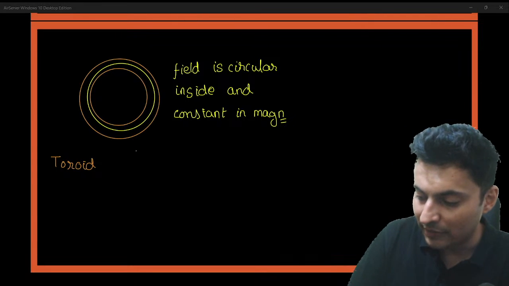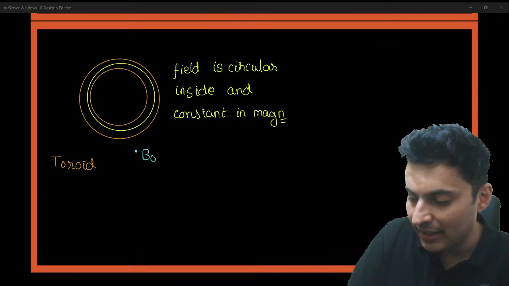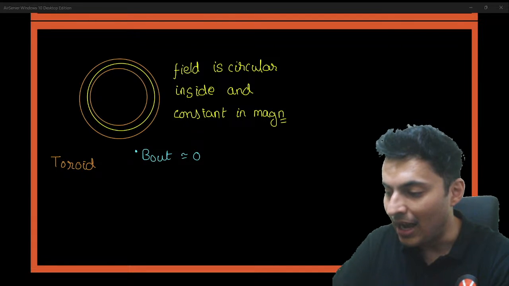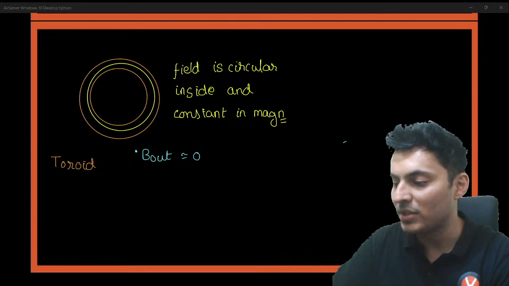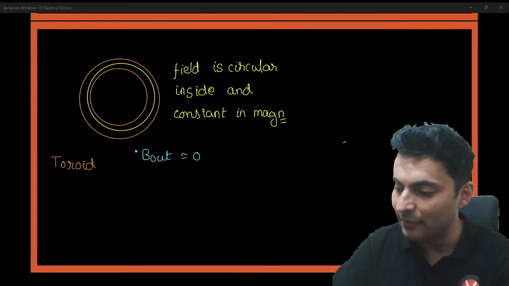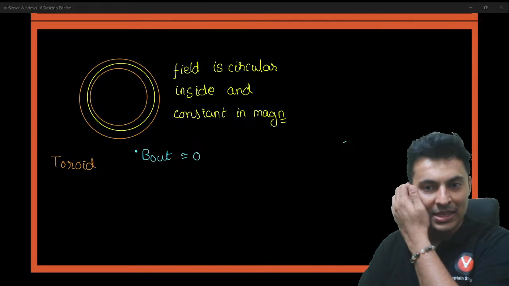But if you talk about the field outside, the magnetic field outside a toroid is negligible. Hardly any field is there outside. Keep this in mind. So outside a toroid, there is negligible field, but inside there is a lot of field.